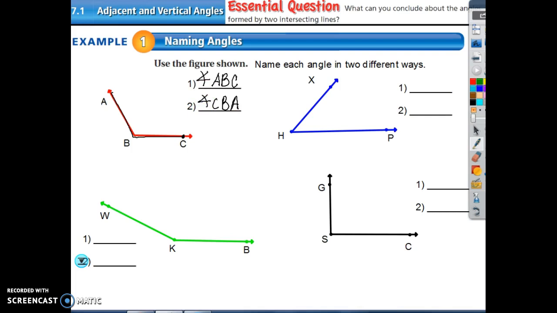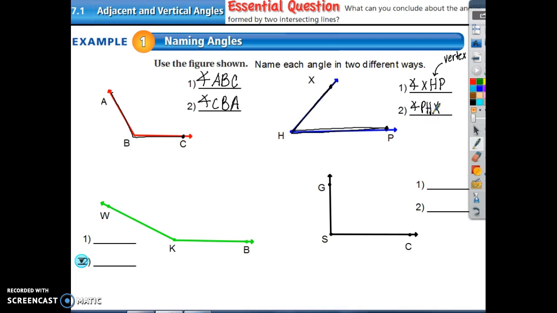For the second blue angle to the left, I can start at X, go to H, and end at P. That would give me angle XHP. And notice your vertex is still in the middle. The point will always be in the middle. Option 2, you can start at P, go to H, and up to X. So that would give me angle PHX.